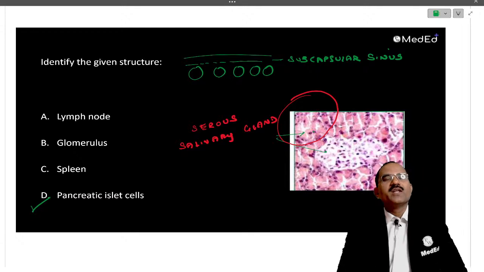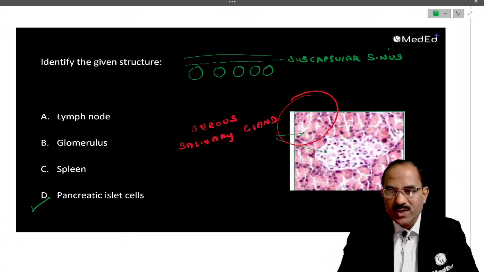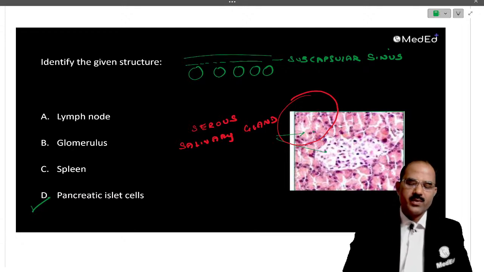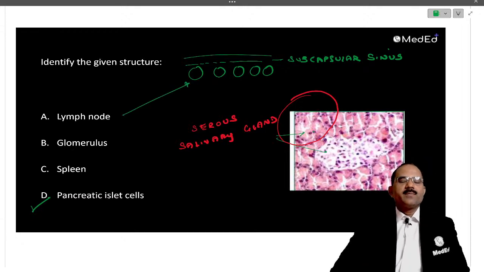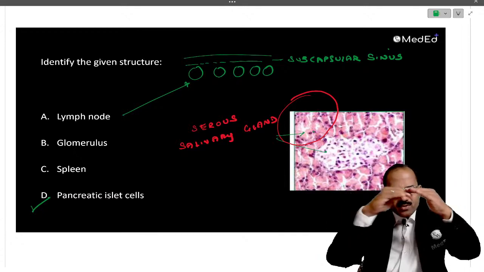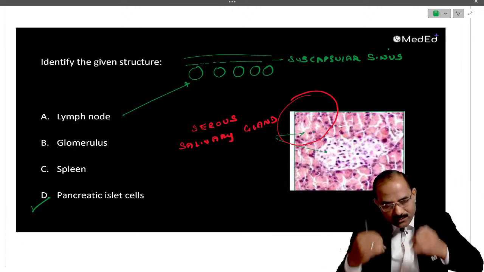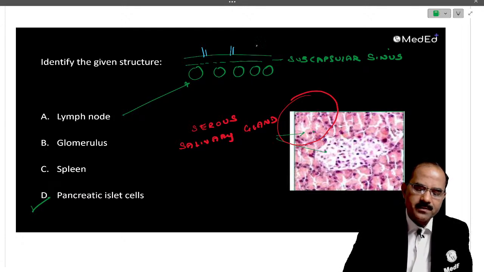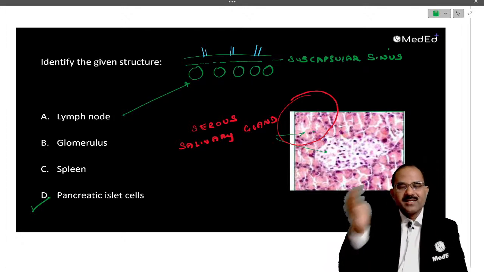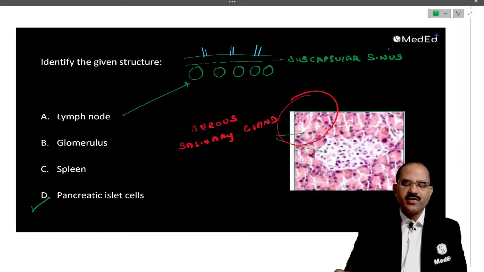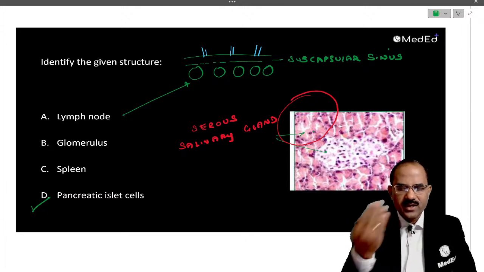Subcapsular sinus. So, bacho, if the MCQ comes, the subcapsular sinus is a characteristic of, your answer is lymph node. You've got a capsule, you've got the subcapsular sinus, then you've got lymphoid follicles. All the afferent lymphatics will come and open in this subcapsular sinus, and the lymph is filtered in the sinus. Lymph is filtered, and then the filtered lymph gets out through the efferents.